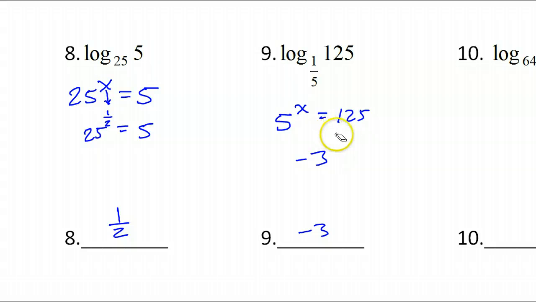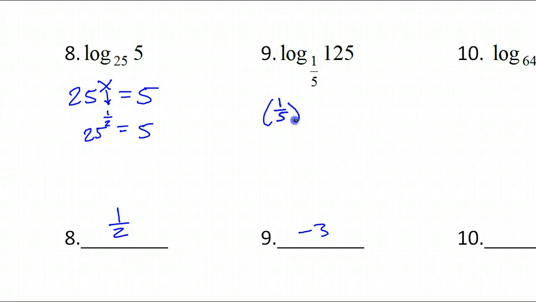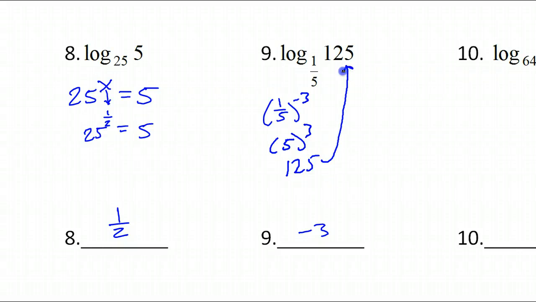By the way, if you ever want to check your answer, we're claiming that, starting with the base, 1/5 to the what power is equal to 125. We're claiming that -3 is that power. So you could check it and see. What if we actually did a power of -3? Remember, negative power, you do the reciprocal and make it positive. So the reciprocal here would be 5. So that would be 5 to the 3rd power. And of course that would be 125, just like we want it.